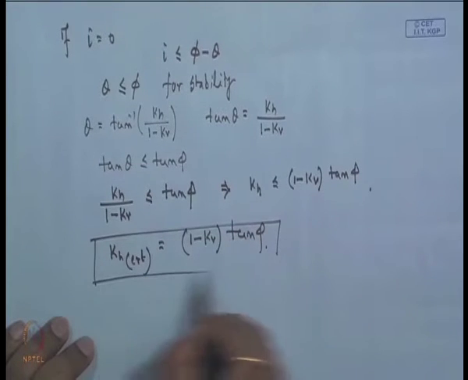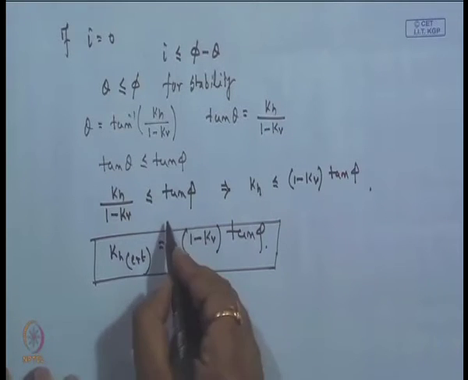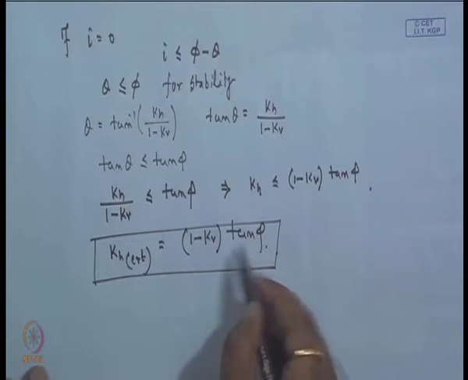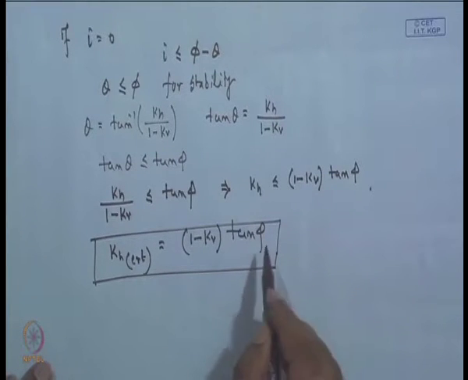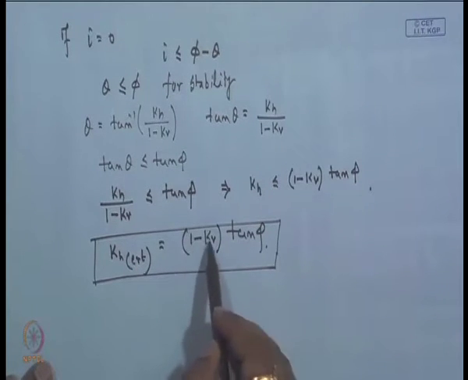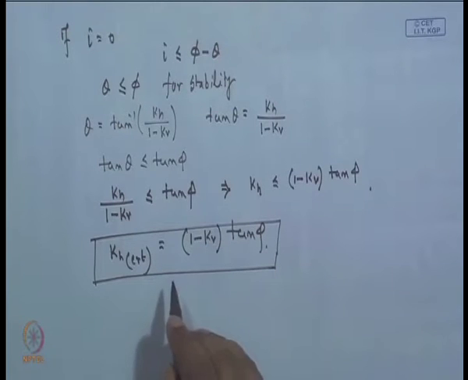So, when you choose the kh value for the design, the critical kh value is 1 minus kv into tan phi. We cannot use a kh value greater than that for the stability condition, because to get stability and the equilibrium condition, kh should be less than or equal to 1 minus kv into tan phi. So, the critical value of kh is 1 minus kv into tan phi. These are the processes by which we can determine the seismic earth pressure for the retaining wall.